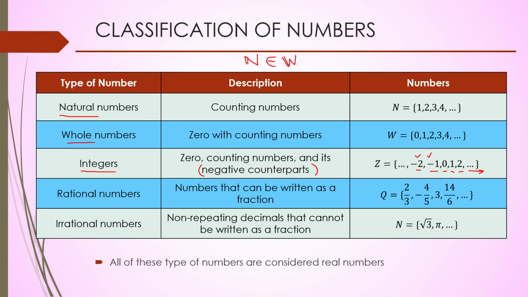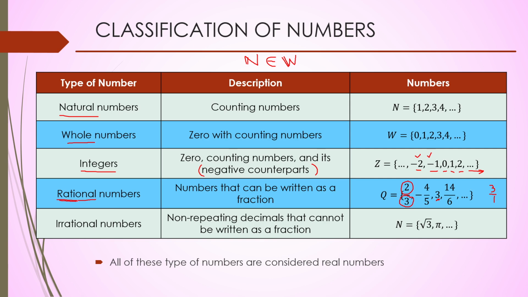Next, we have rational numbers. So what are rational numbers? Rational numbers are numbers that can be written as a fraction, with a number on top and a number at the bottom. So 2/3, -4/5, 3. Why is 3 a rational number? Because 3 can also be written as 3/1. So this is also a rational number. 14/6 and so on. Any number that can be written as a fraction, we call a rational number.